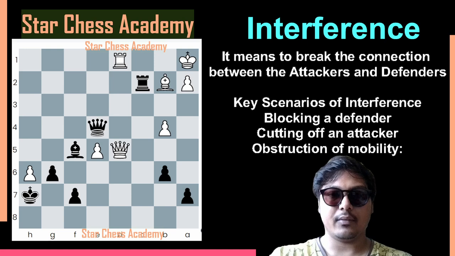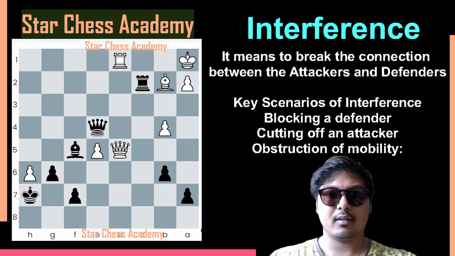In today's video, we will learn about interference chess tactics. So what is the meaning of interference? It means to break the connection between the attackers and the defenders. Well, in very easy language, we have to break the connection between two pieces.